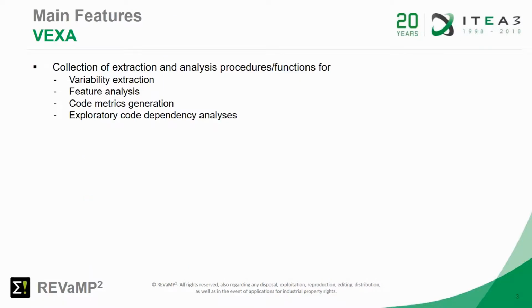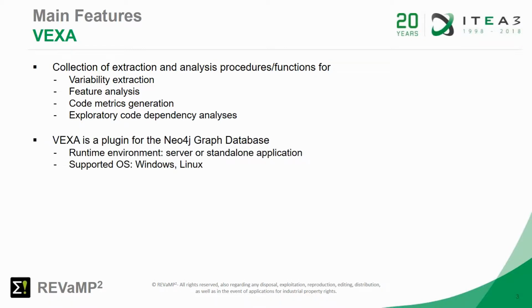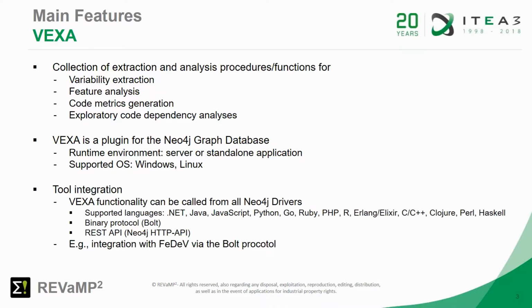So what are the main features? VEXA is a collection of functions and procedures for variability extraction, feature analysis, code metric generation, and exploratory code dependency analysis. VEXA is a plugin for the graph database, where the runtime environment can be a standalone application or a server where the graph database is deployed to. Supported operating systems are Windows and Linux. And VEXA supports tool integration.